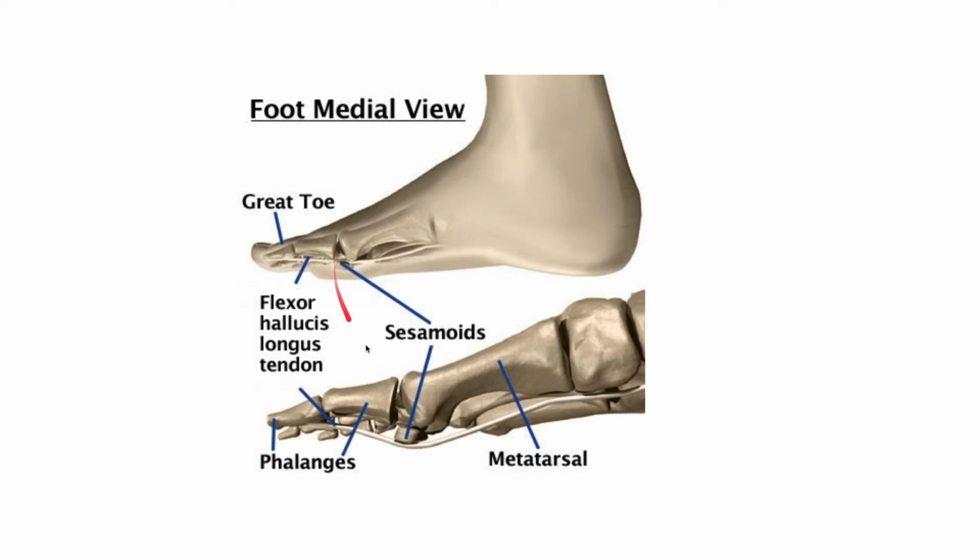And so, yeah, these little bones right here develop inside this tendon, which I can't remember the name of. It's something longus. It's right here, the flexor hallucis longus tendon. Yep. So they develop within that tendon in order to help support the base of that foot.